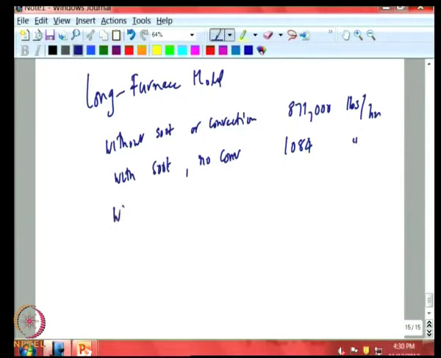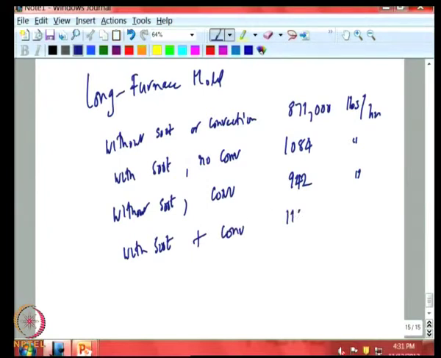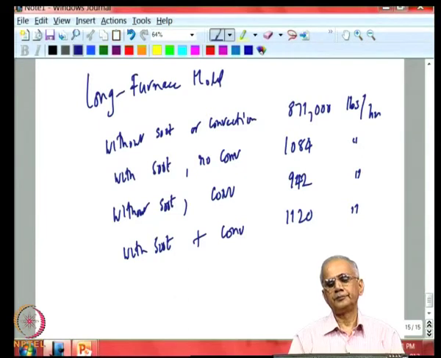Then you decide not to include soot, but include convection. This number goes to 942. And finally, if you include both soot plus convection, the number again. So, all these numbers are a little too high. What this shows is that the one dimensional model really did not improve the accuracy of our estimate.